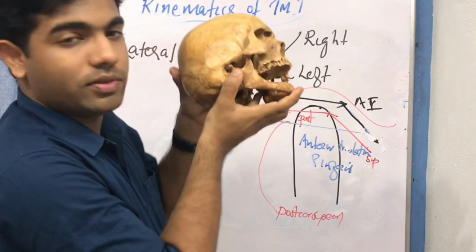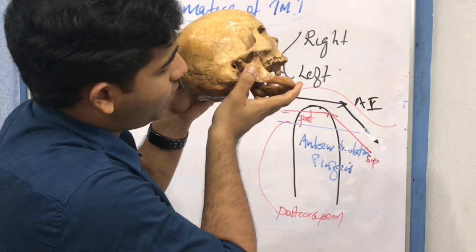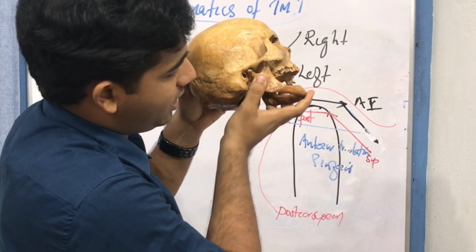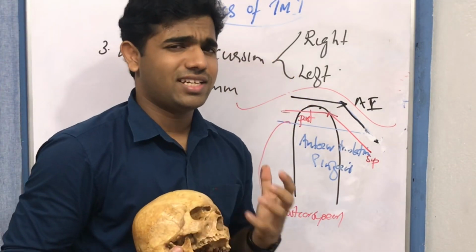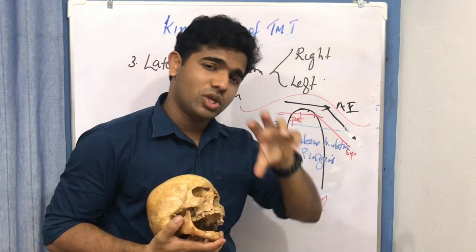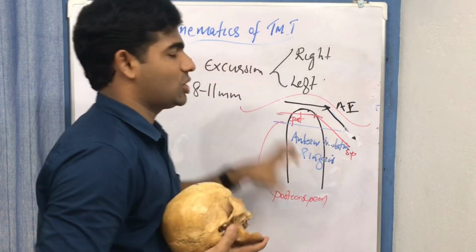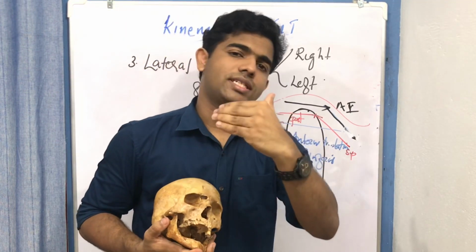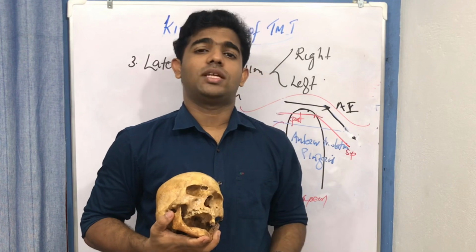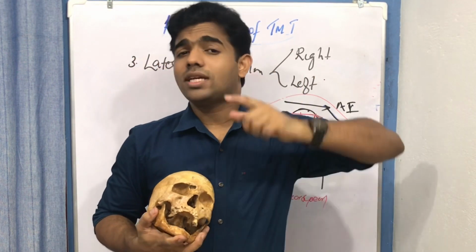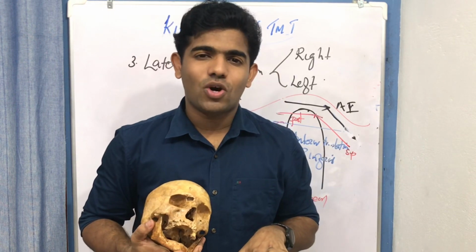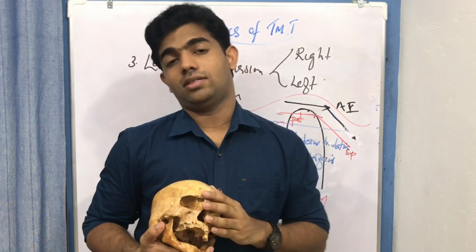So in order to have the movement, the contralateral side will go for anterior translation like this, anterior translation in this direction. Right? Is that okay? That's all about the lateral excursion. If lateral excursion is happening to one side, the same side mandibular condyle will go for rotation, and the opposite side mandibular condyle will go for anterior translation.